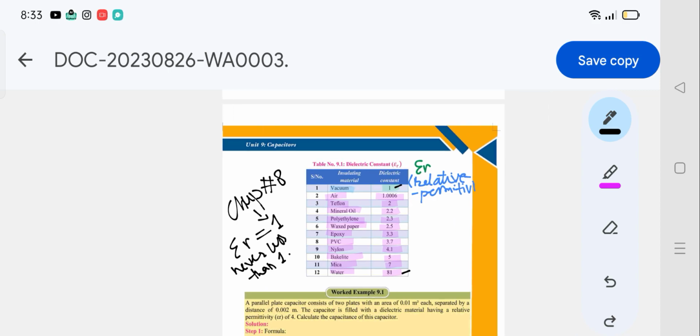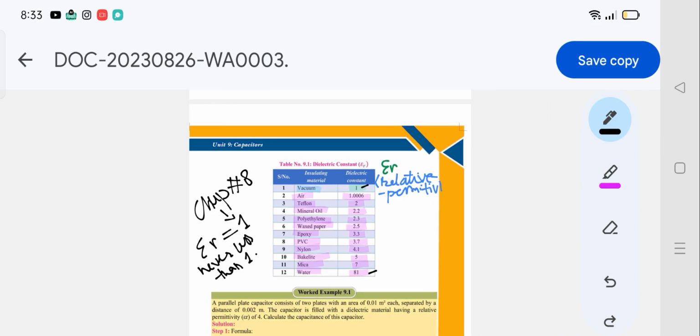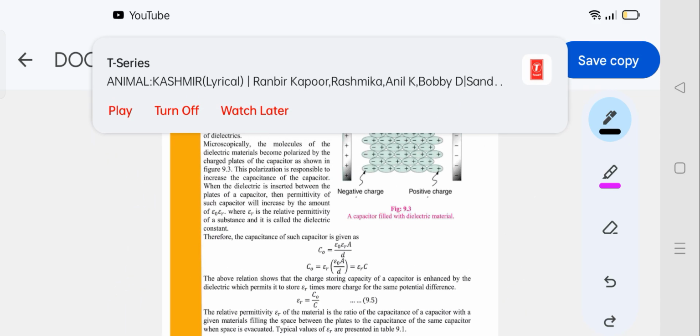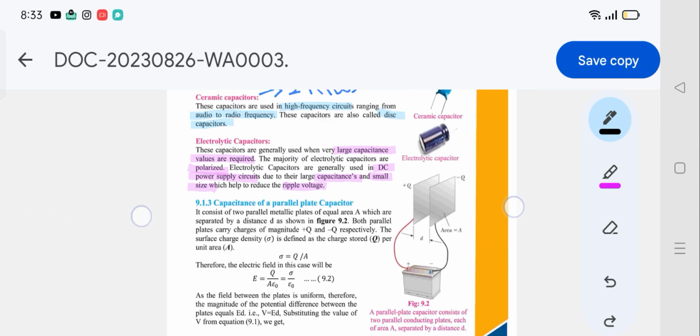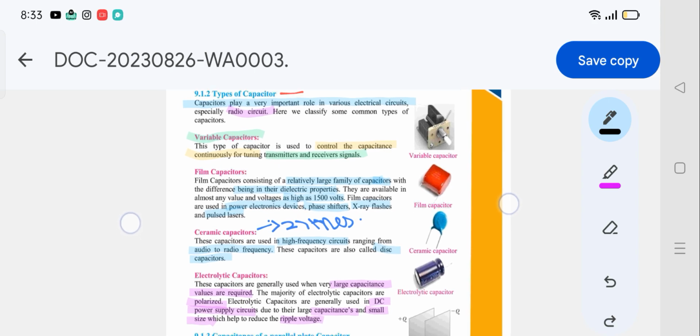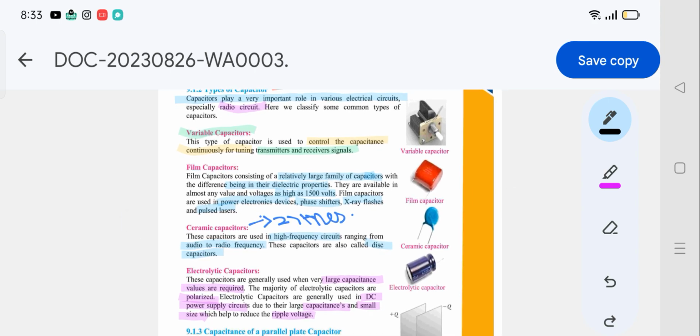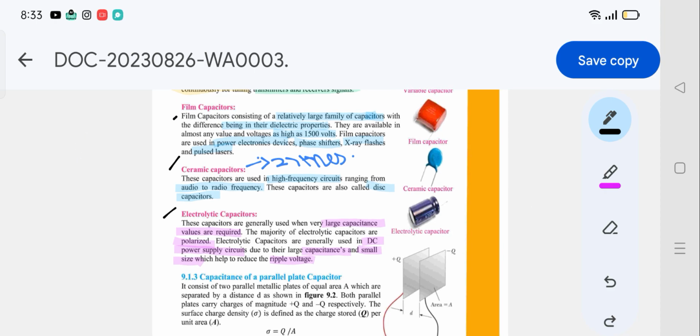So what we discussed in today's video, we basically covered our four types of capacitors initially. We have four common types of capacitors: one, variable capacitor; second, film capacitor; third, ceramic capacitor; and fourth, electrolytic capacitor. Which capacitor has two names? Ceramic capacitor. Another name of ceramic capacitors is disc capacitors, right? Which capacitor is used in DC power supply circuits? That is the electrolytic capacitor. Why?